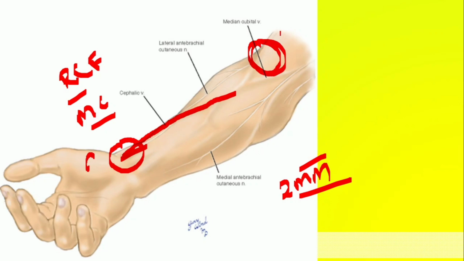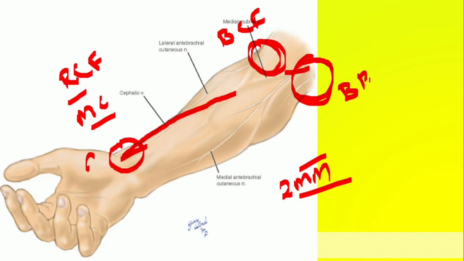The second most common area is where we have the cephalic vein and the brachial artery. Here also you can make a conventional AV fistula. And the brachial artery and the basilic vein, the third site. These are the three most commonly used sites for the AV fistula. Here we say brachiocephalic fistula. Here it is called brachiobasilic fistula.